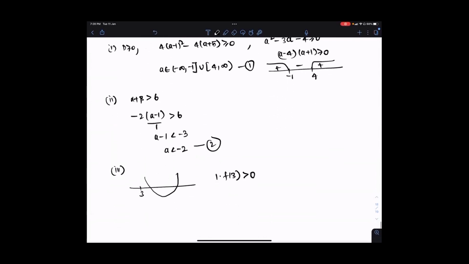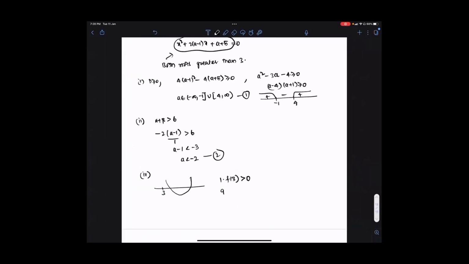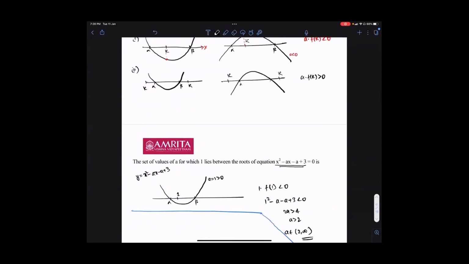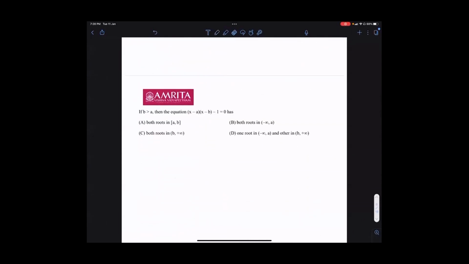What is f of 3? 9 plus 2 times a minus 1 into 3 plus a plus 5 must be greater than 0. Now, again, this is a little time taking. Solve these three inequalities. Already we have solved 2 inequalities. Just the same way you solve this one. You have to take the intersection, the common values, because all three conditions must be satisfied.